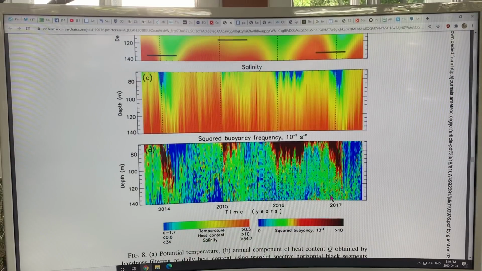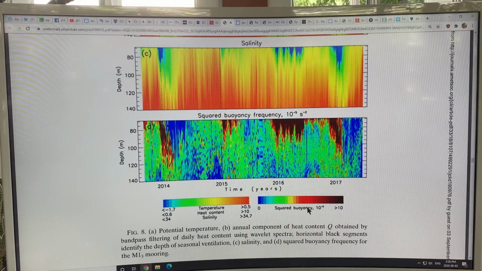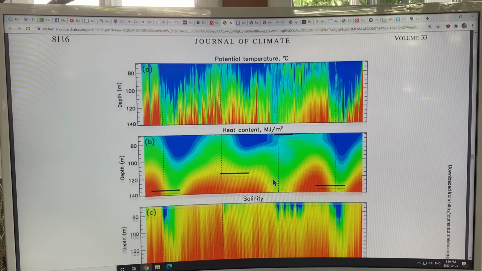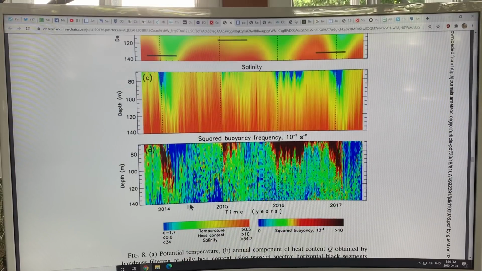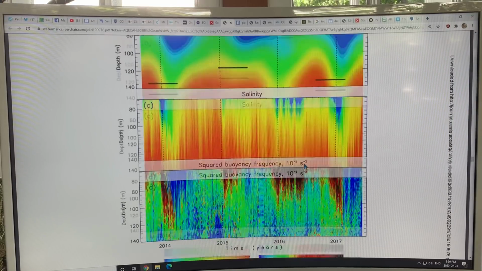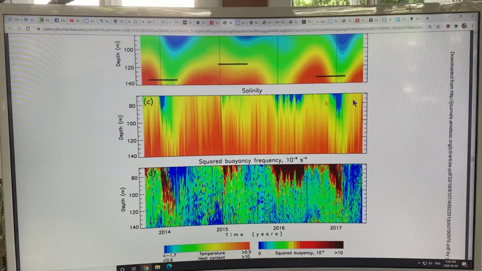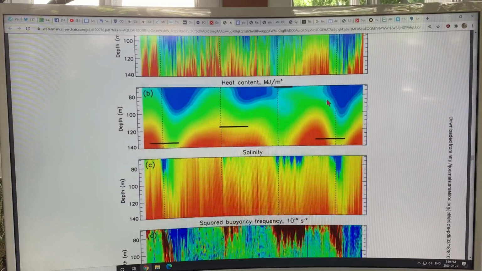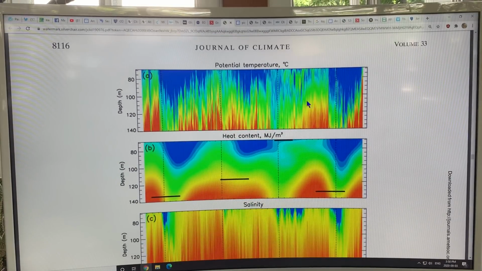This is some more data here, going from 2013 to 2018. Buoyancy frequency, salinity. So the salinity is lower at the surface, much higher here. Heat content, so we're getting the heat going right up much closer to the surface.